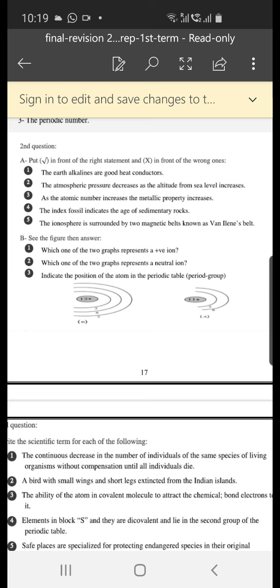This is correct in the group, but not in the period. The atomic number increases, the metallic property increases. This is correct in the group, but in the period it is wrong.